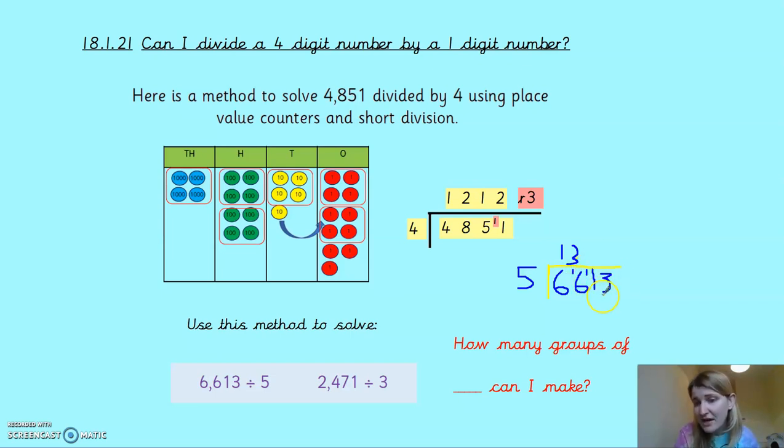How many groups of 5 can I make out of 11? 2 groups, because that would be 10, and then I'll have 1 left over. And then how many groups of 5 can I make out of 13? I can make 2 groups, which would use up 10, and then I'd have a remainder 3 left over.